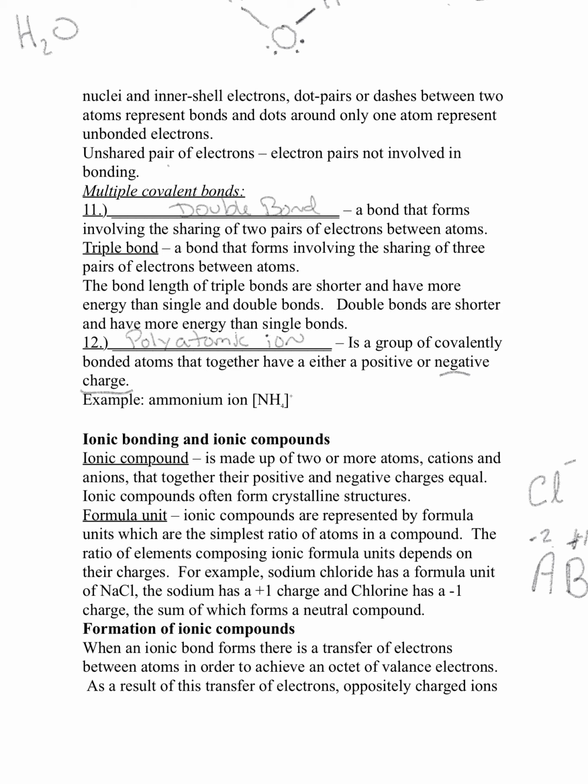Let me write that out clearer. So A has a -2 charge, and B has a +1 charge, so I have to have 2 B's in order for the positive charge to cancel out the two negative charges of the A. So that's AB2. If A had a -3 charge and I had B with a +1, I'd have to have 3 of them. All right? And we'll talk more about that.